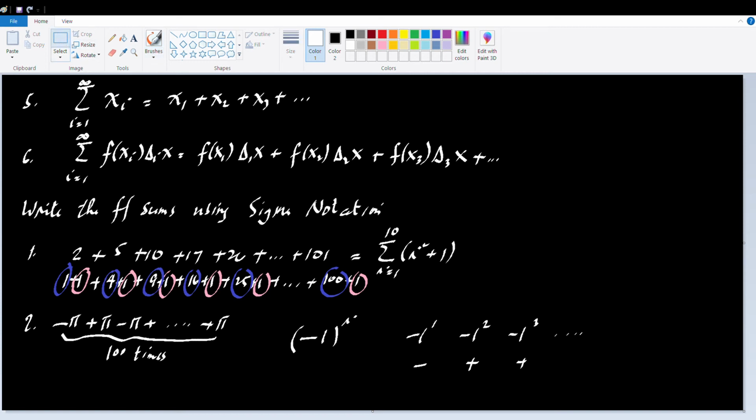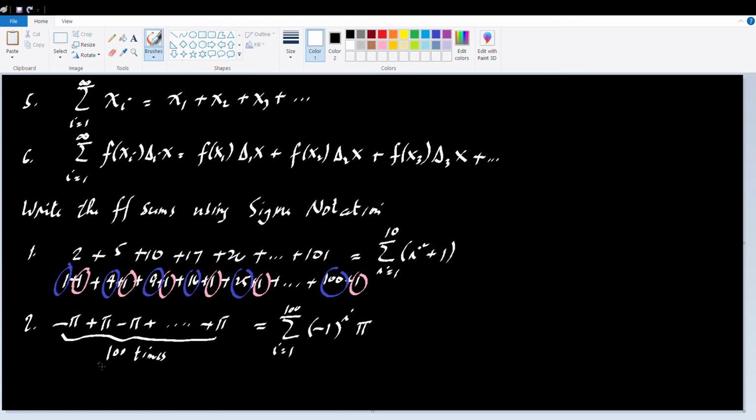So for number 2, as you can see, the alternate terms are positive and negative with a constant pi. So this means that the equivalent sigma notation for this will be the summation of negative 1 raised to i, where i equals 1, since the first term is negative. Negative 1 raised to i, where i is 1, will give us a negative term. And then the constant term is pi. And i runs from 1 up to 100 because there are 100 copies of pi, but alternately negative and positive.